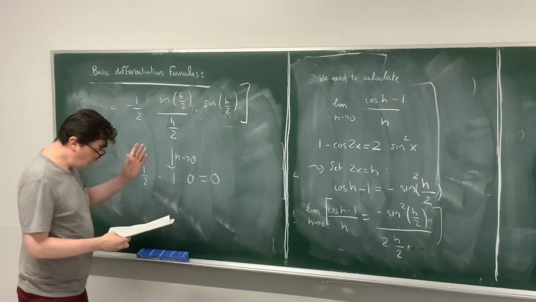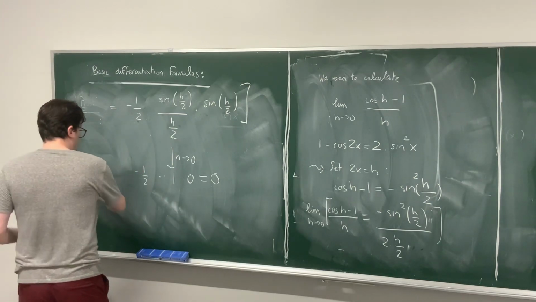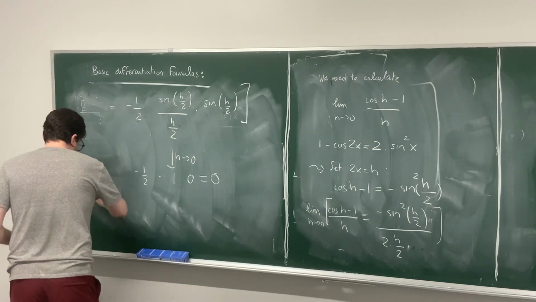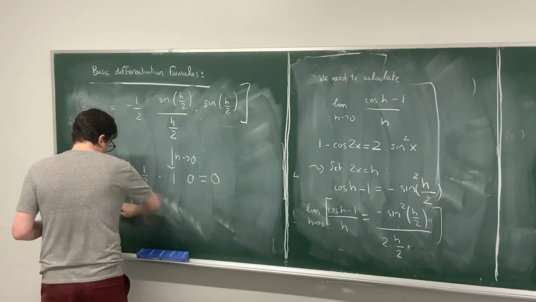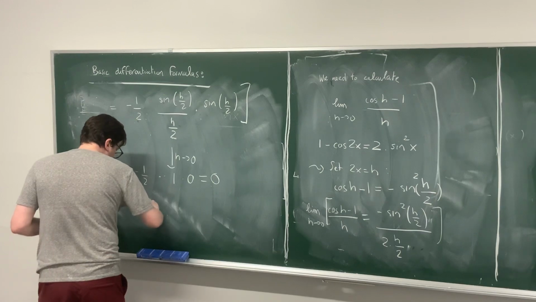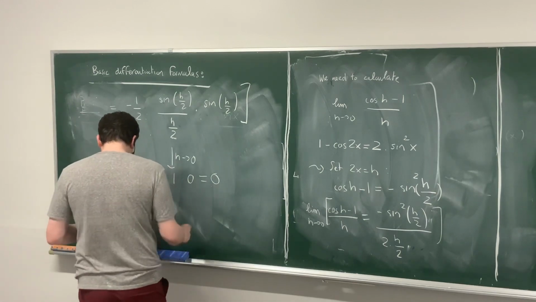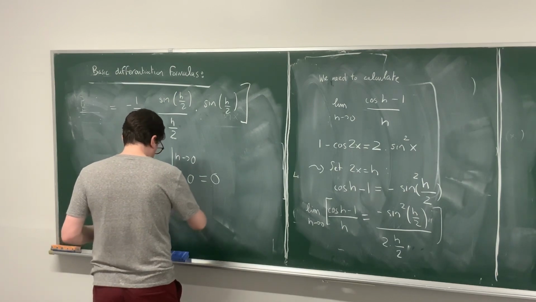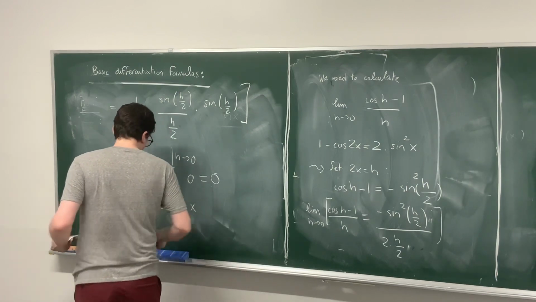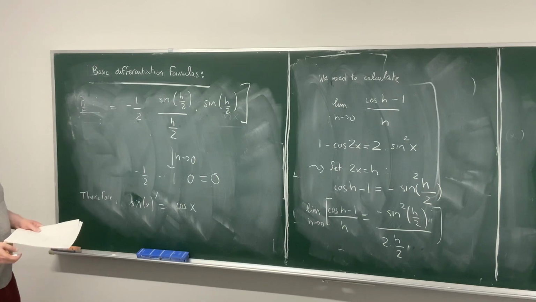Okay, to summarize, therefore, the limit, so sine prime is equal to basically cos x. Okay. This is the conclusion.